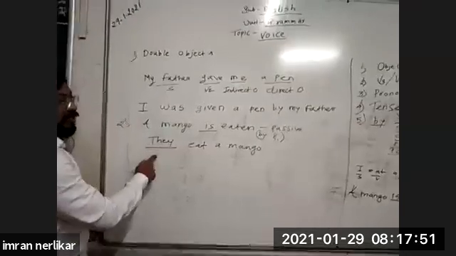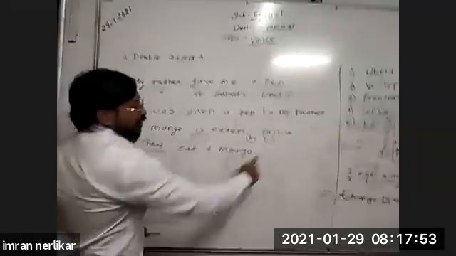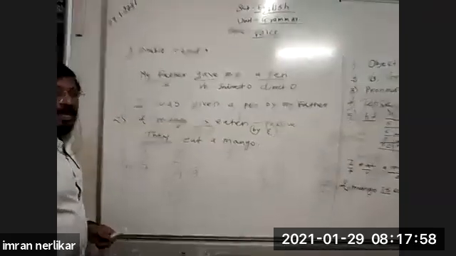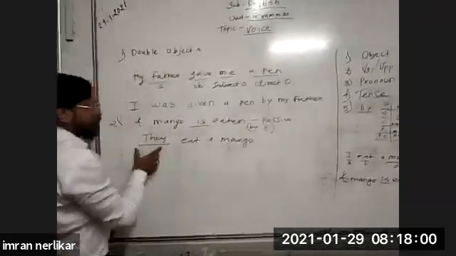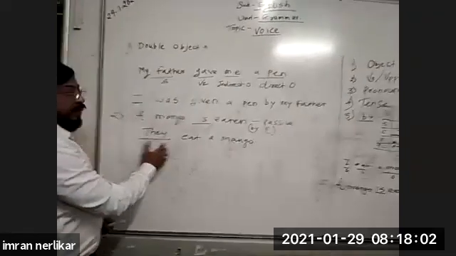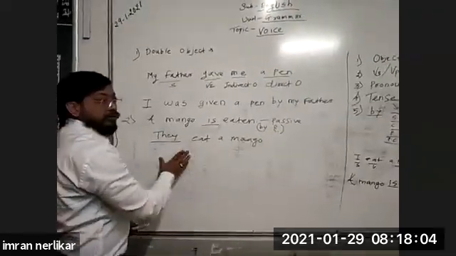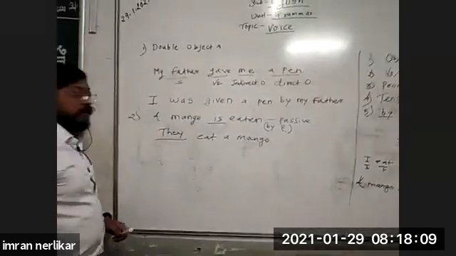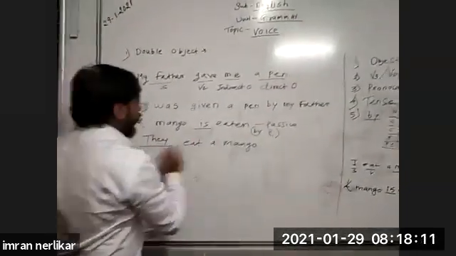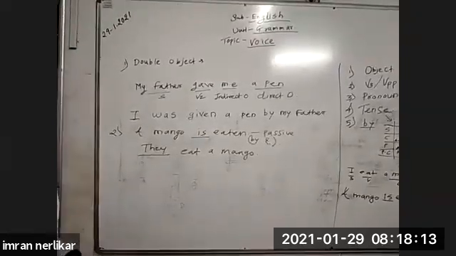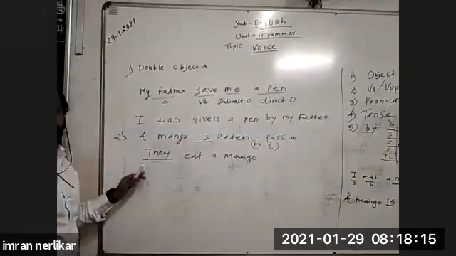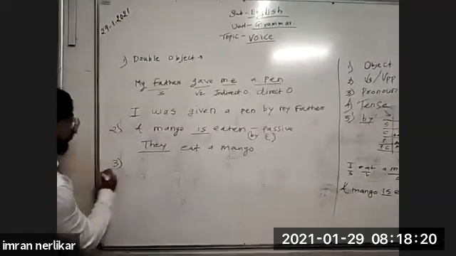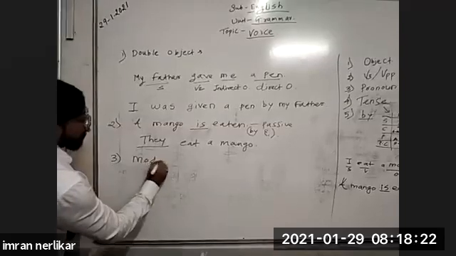This is an example of when there is no subject. Subject is not given in the sentence. At that time, you have to assume they and write the sentence in active voice. Understood all of you? So this is an example of when subject is not given. At that time, how to make it passive. Understood all of you? Now the next example we'll see of modal auxiliary.